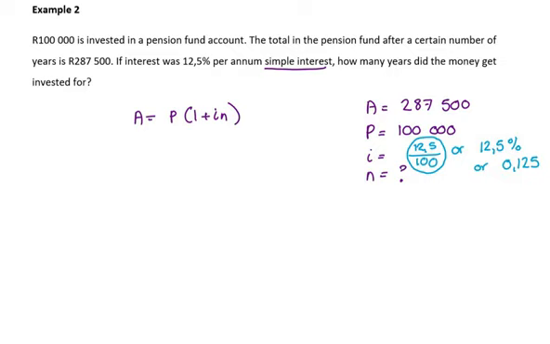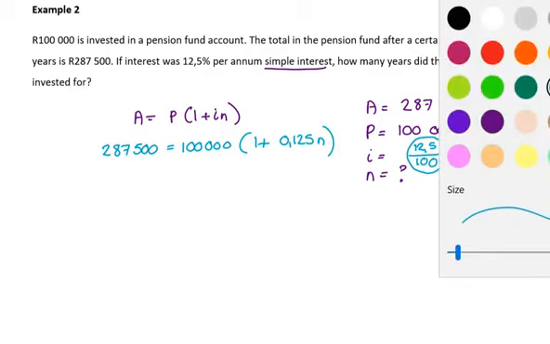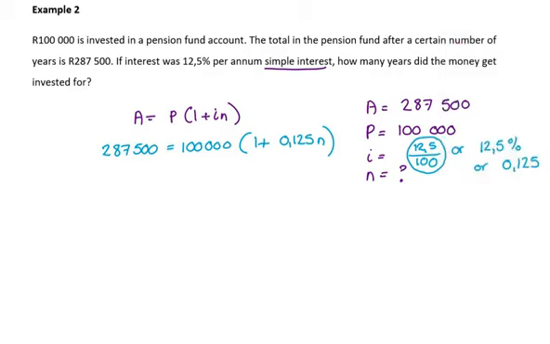So I'm now going to substitute. I thought I was going to write A, but I know what A is. A is 287,500, which is equal to 100,000, because that was my principal amount, times 1 plus an interest rate of 0,125, or you can write any of the others that you wanted to, times n. And again, this now becomes an equation question more than a financial maths question. So I'm going to get rid of my 100,000 Rand first. So I'm going to divide by 100,000 Rand.